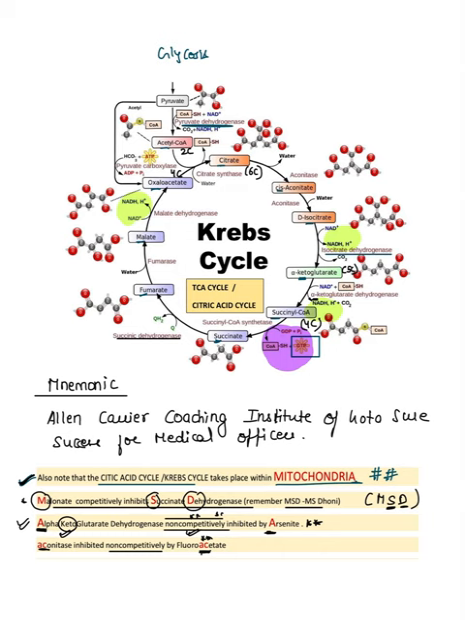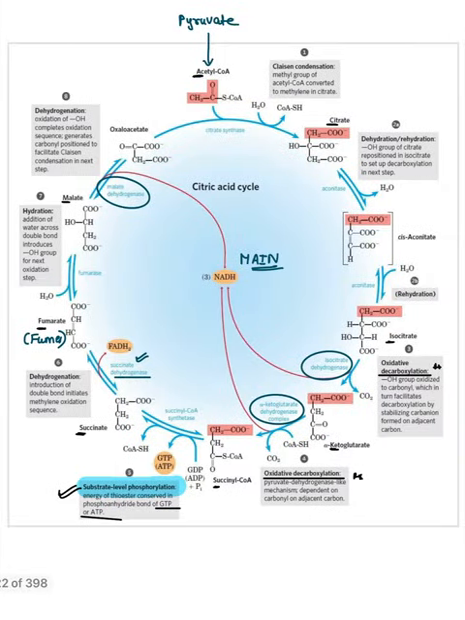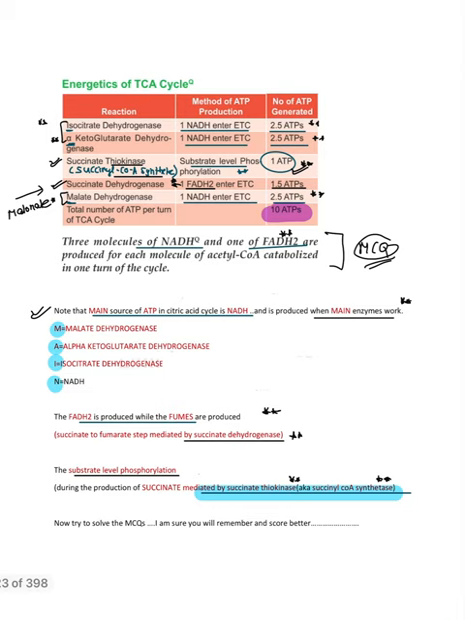Alpha ketoglutarate dehydrogenase is non-competitively inhibited by arsenite. Alpha and arsenite. And aconitase is non-competitively inhibited by fluoroacetate. How can you remember? Aconitase and fluoroacetate. So these are the things that you need to know in the Krebs cycle.